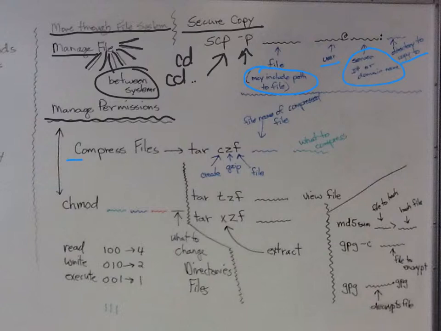We can compress files and combine. Actually, it does a couple things, compresses and combines them. We can do a tar, create gzip file. Here would be the file name and what to compress and combine. We can use this option to view a file and this one to extract.